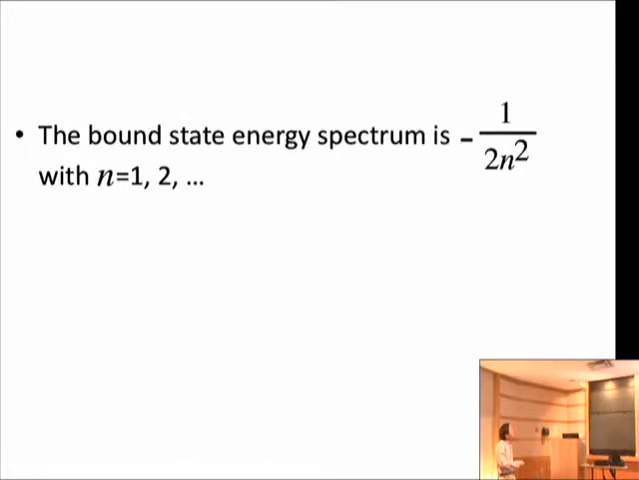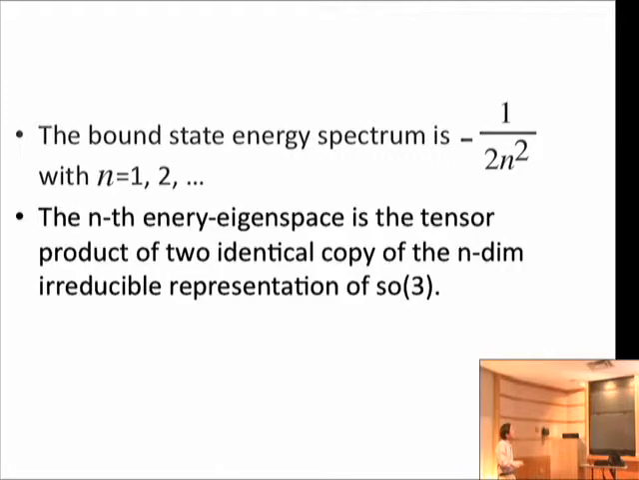Now here's the answer to these three questions. The bound state energy spectrum is negative 1 over 2n squared. Here n is a natural number, and it runs through all natural numbers. And the nth energy eigenspace is the tensor product of two identical copies of the n-dimensional irreducible representation of SO(3).